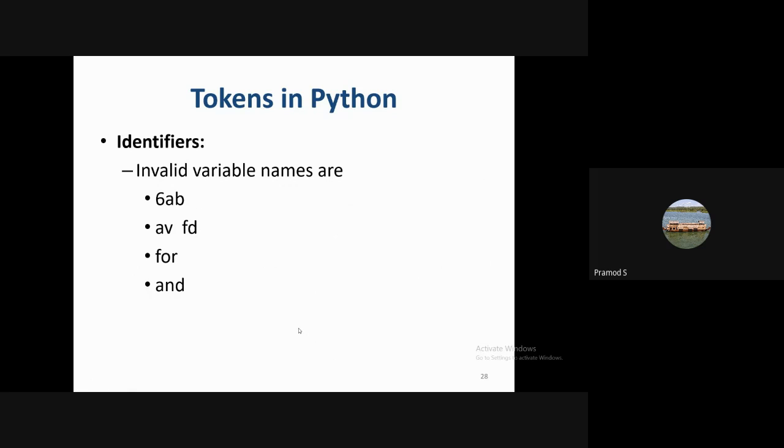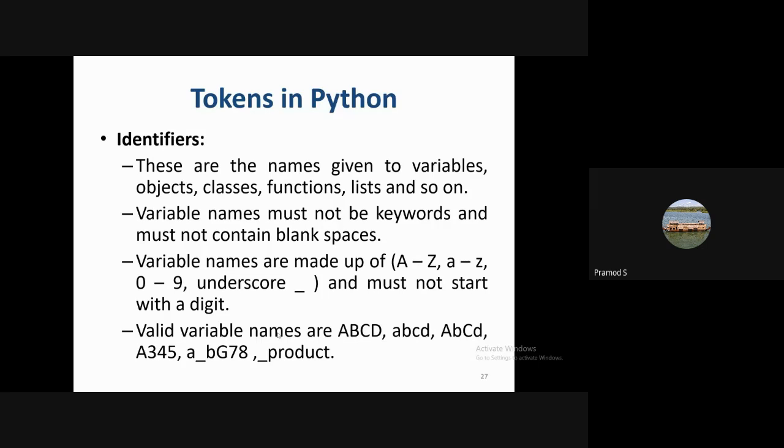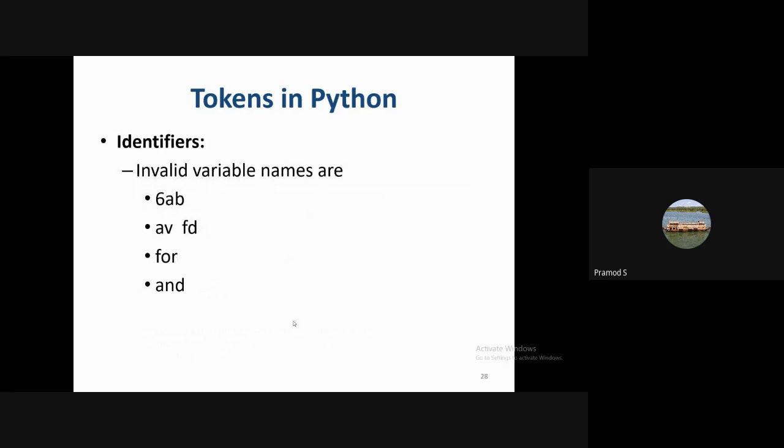Then what are the invalid variable names? Can anyone tell me why the first one is an invalid variable name? Starting with a digit. Yes, it's starting with a digit. So one of the rules in Python is that it should not start with a digit. That is one. The second one is also not a valid variable name.